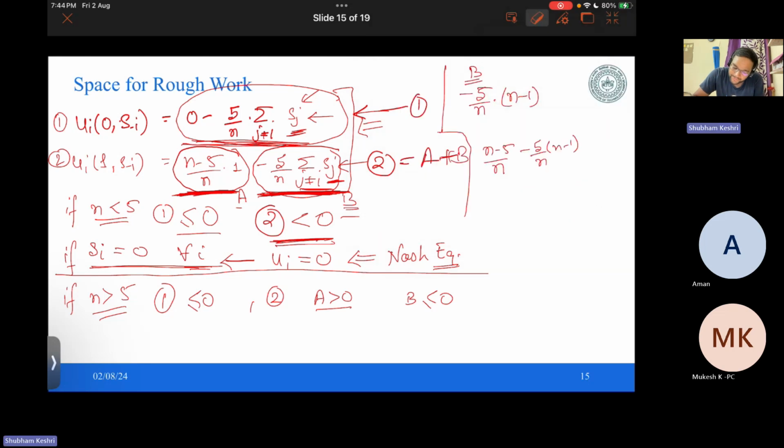So we'll just solve this and then we'll see what happens. Denominator is n. We have n minus 5 minus 5n plus 5. Alright? I have done it correctly. If this cancels out, it becomes minus 4n by n, so it becomes negative, minus 4. So A plus B will be negative. Is this clear? I am trying to do it a little bit simply.